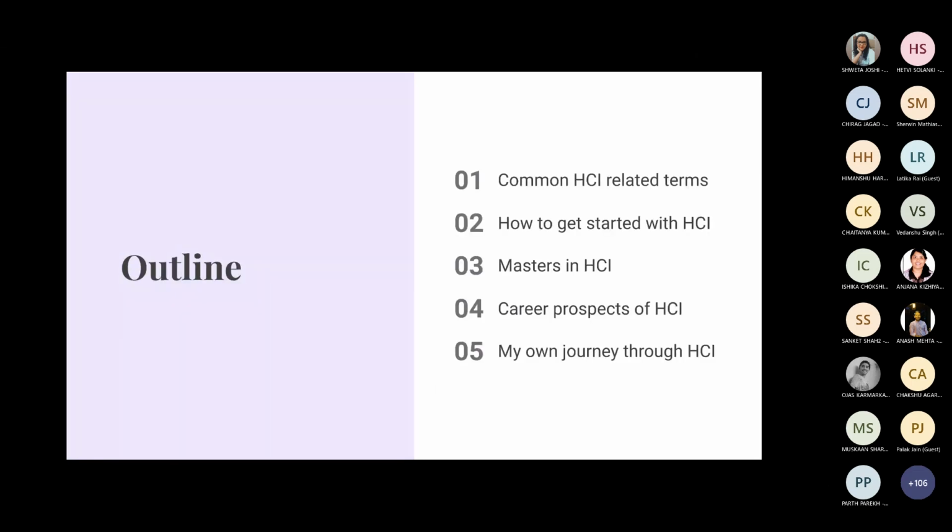A few of the phases of this presentation will be first going over common HCI related terms, then how to get started with HCI while you're in DJ Sanghvi in whatever year that may be. Then, if you decide you want to pursue a master's degree in HCI, how would you go about doing that? Finally, what the career prospects of HCI are, and then I can talk a bit about my own journey, how I found HCI and what I have been doing right now. So let's talk about common HCI related terms, and especially because there is usually a lot of confusion and ambiguity around this, I would like to say that these definitions are by no means just the one definition.